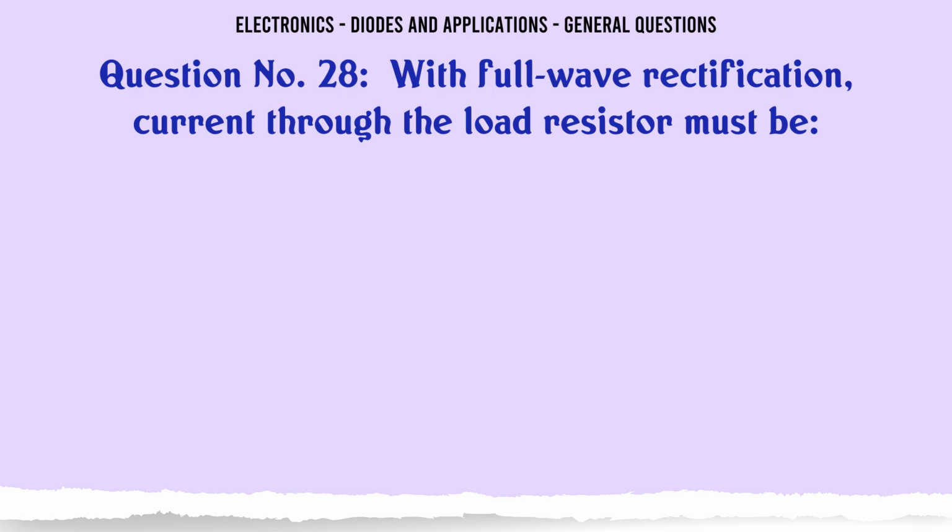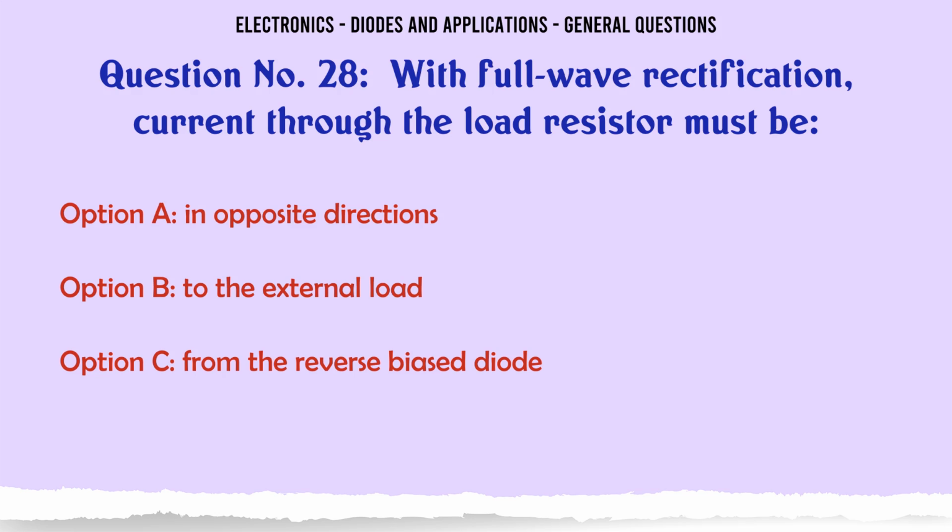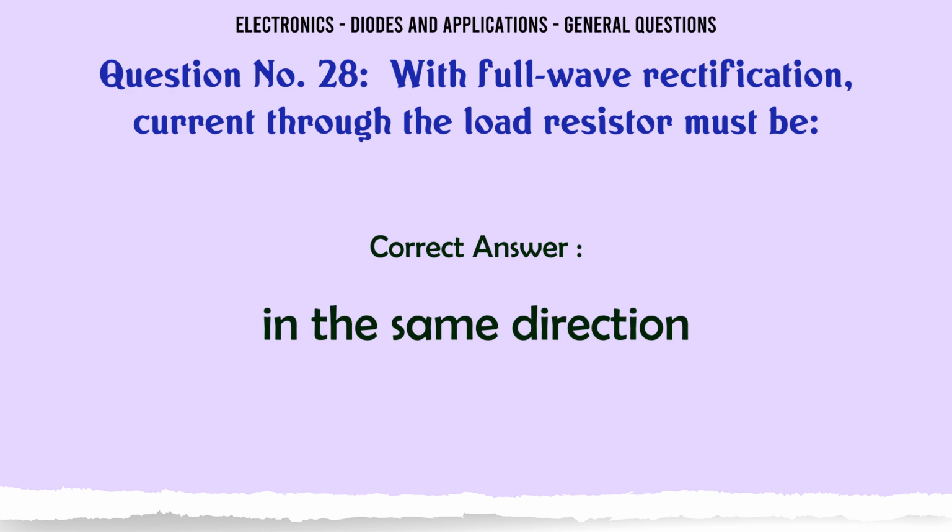With full wave rectification, current through the load resistor must be: A. In opposite directions, B. To the external load, C. From the reverse biased diode, D. In the same direction. The correct answer is in the same direction.